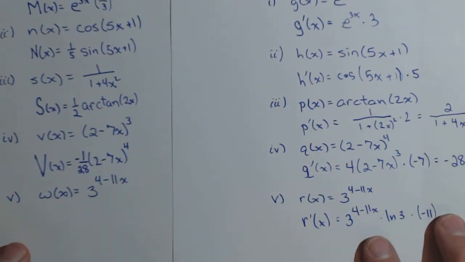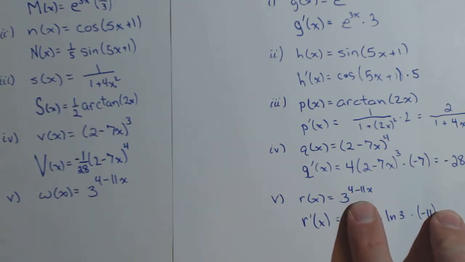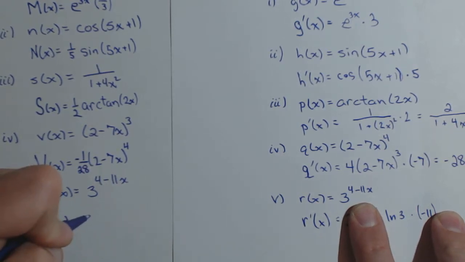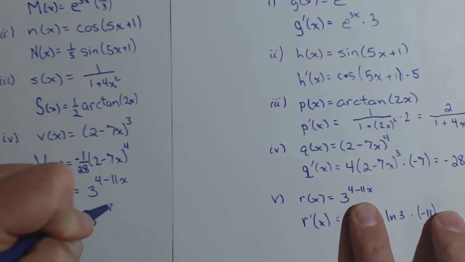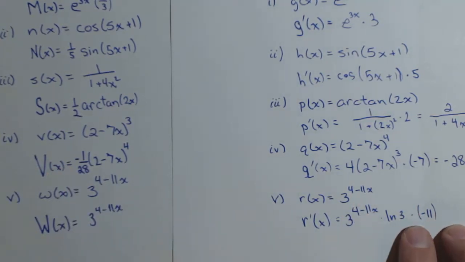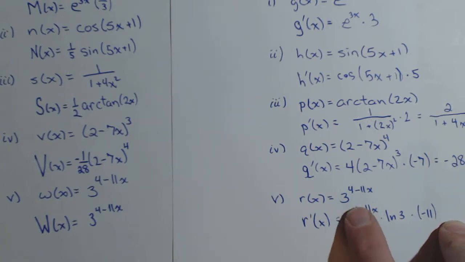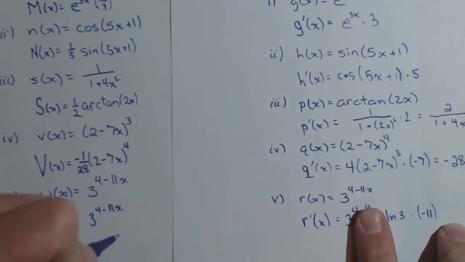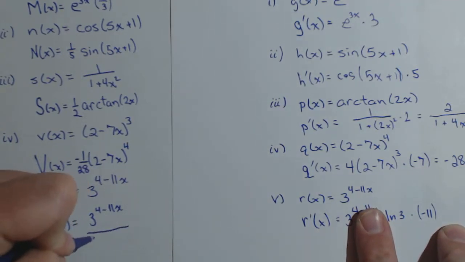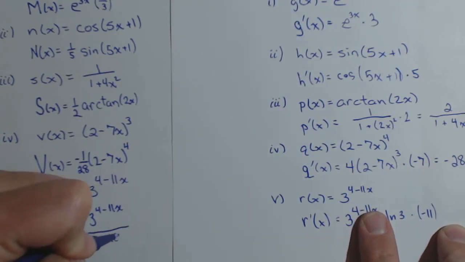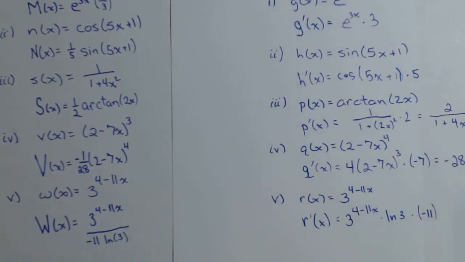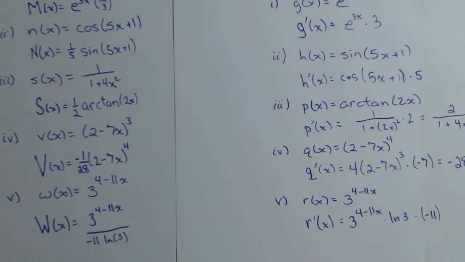Lastly, 3 to the 4 minus 11x. To do its antiderivative, well, capital W of x is going to have itself in it, 3 to the 4 minus 11x, but look at what the derivative had in it. Remember, it's like we're going from here to here. We don't have the ln of 3 and negative 11 in there, so we can divide by negative 11 ln of 3. So that would be our way of undoing these.